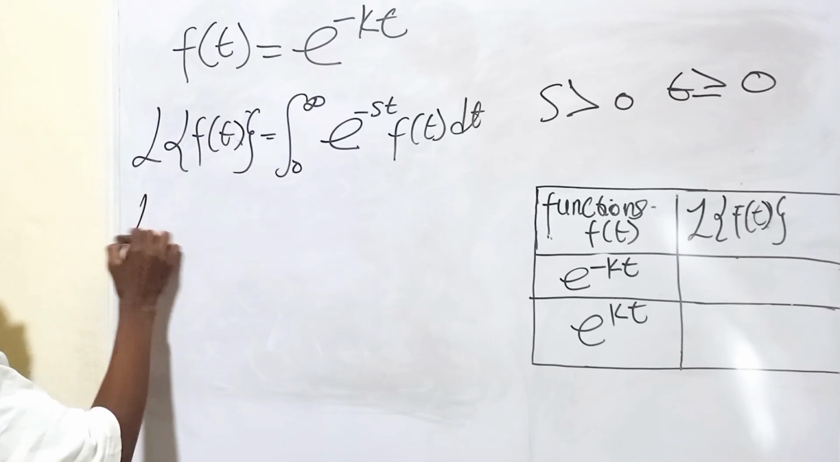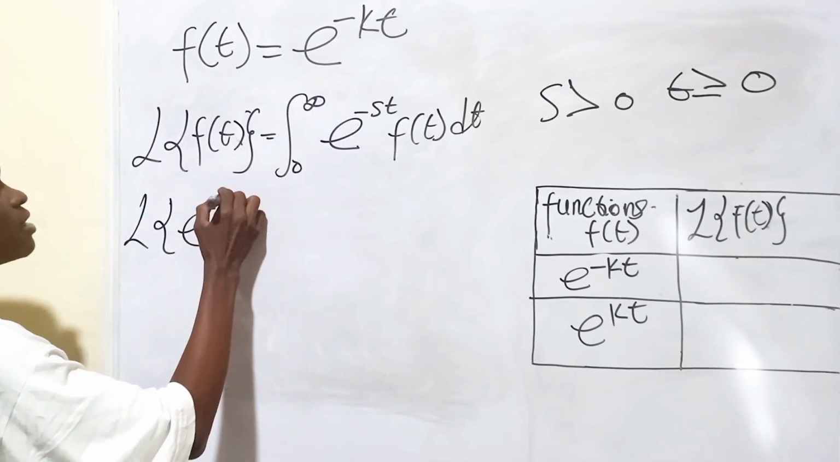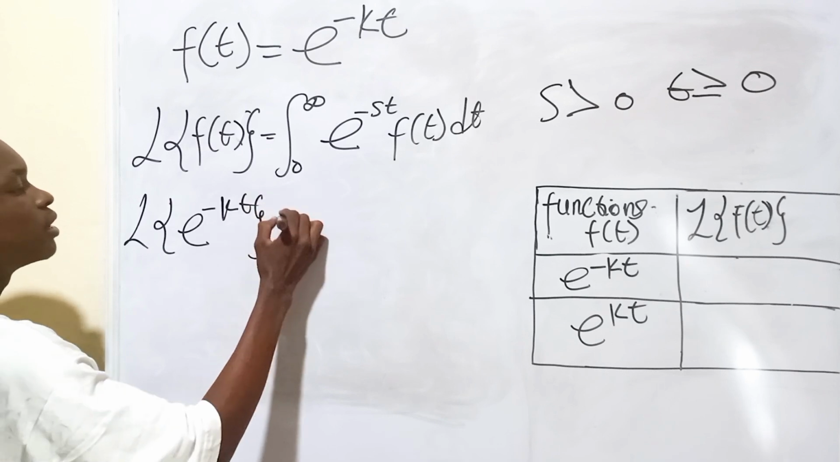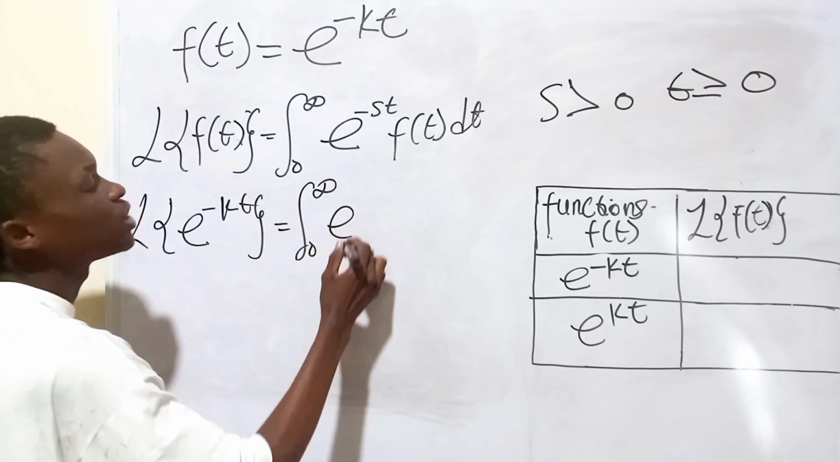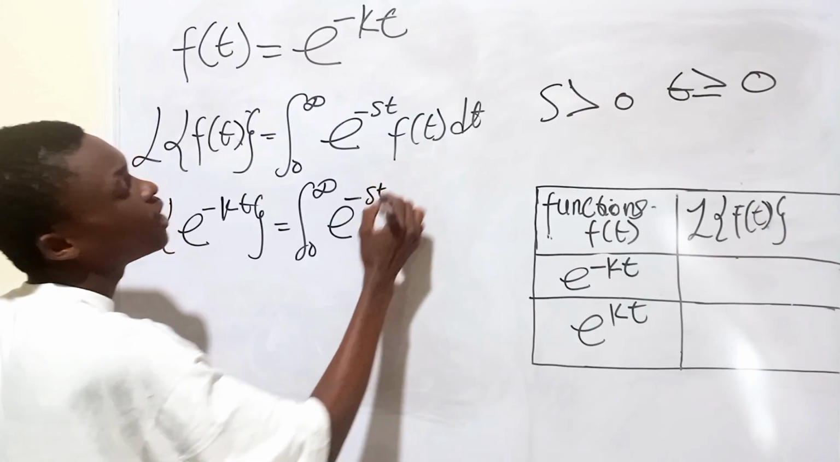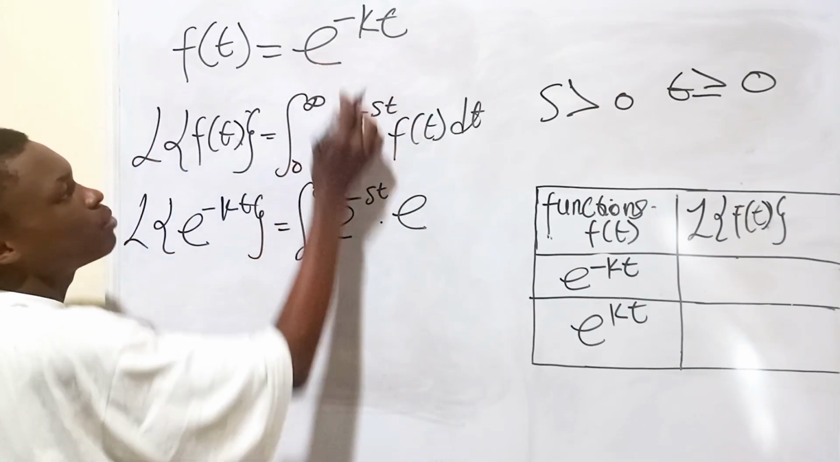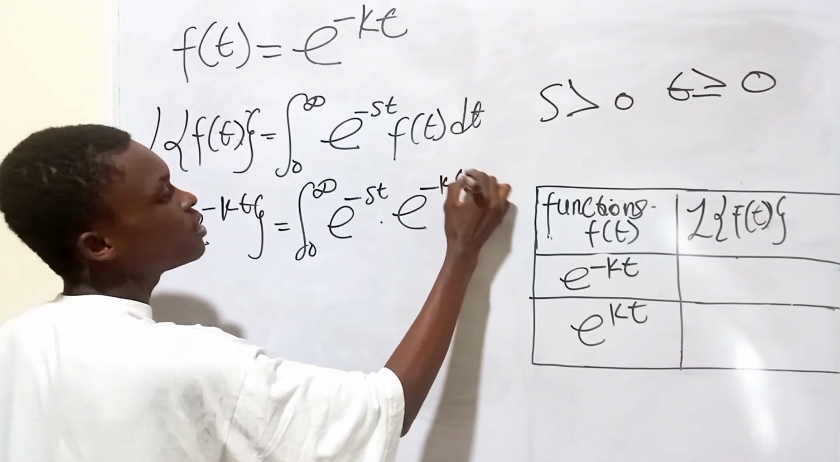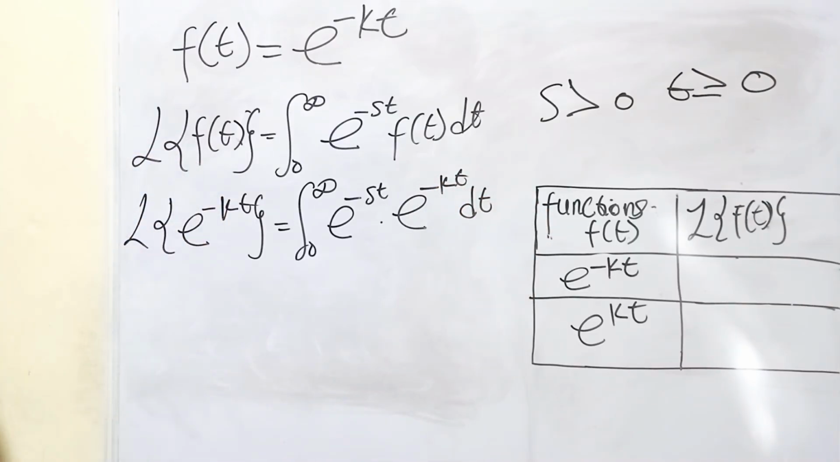Alright, so let's go straight to the point. From here we say this is the Laplace transform of exponential negative kt, the integral from 0 to infinity of exponential negative st multiplied by exponential negative kt dt, wherever we see f of t, we put this. Now what's the next step to take?